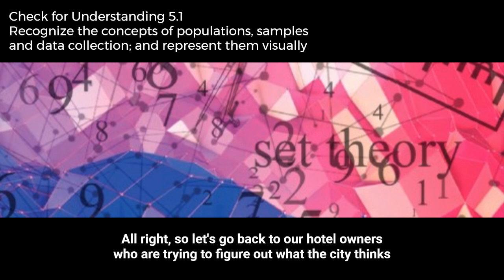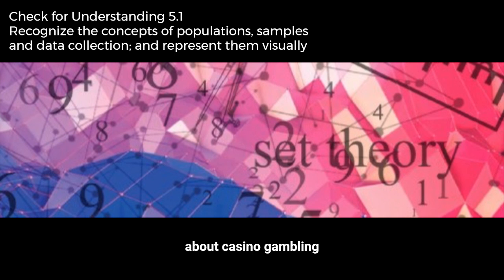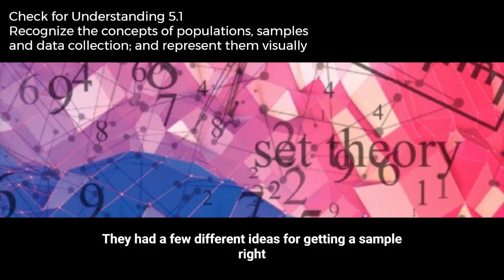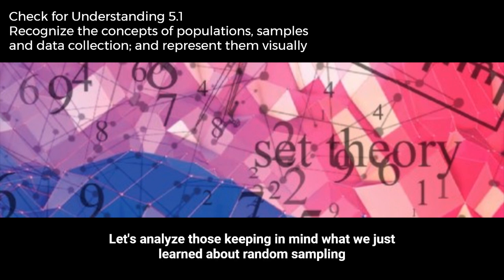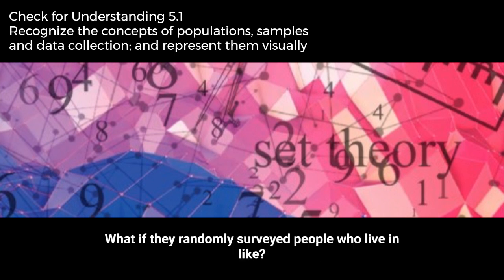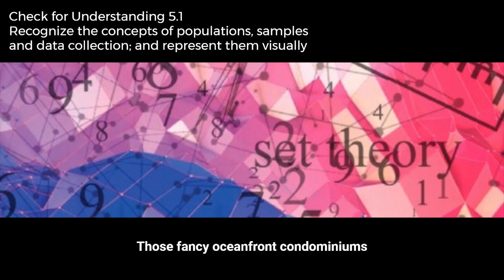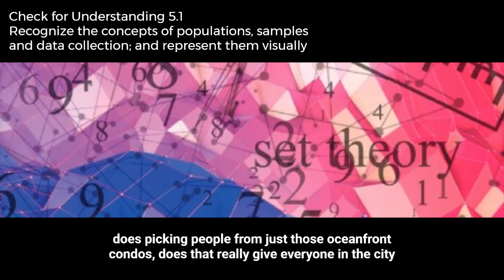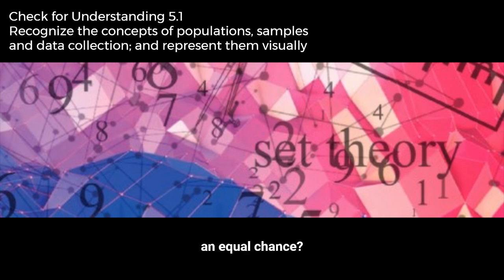All right, so let's go back to our hotel owners who are trying to figure out what the city thinks about casino gambling. They had a few different ideas for getting a sample, right? Let's analyze those, keeping in mind what we just learned about random sampling. What if they randomly survey people who live in, like, those fancy oceanfront condominiums? Okay, well, if we're thinking about random sampling, we have to ask, does picking people from just those oceanfront condos really give everyone in the city an equal chance?